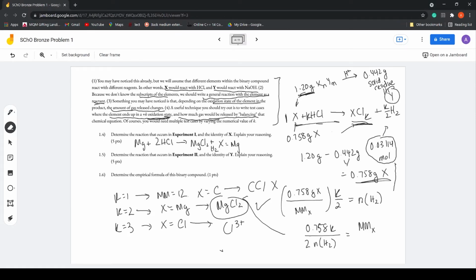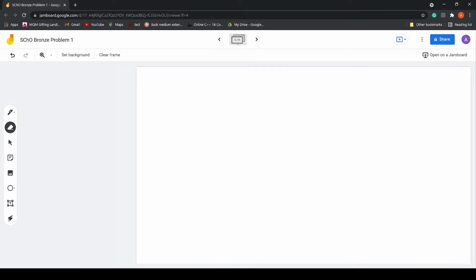Okay, so now I want to talk about the reaction that occurs in experiment 2. And this is going to be really similar to what we did in experiment 1. We're going to write the equation with Y really similarly as we did with X, except we're reacting with OH minus, we're reacting with a base rather than an acid. And we're going to still use this variable K to test out different elements and to keep everything organized, right? So let's do this on the next page.